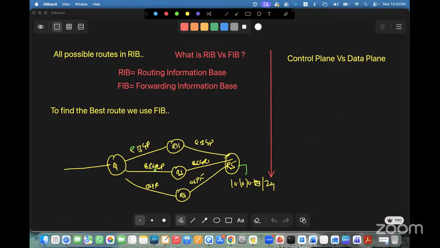eBGP. Why is it eBGP? Because the AD value is 20. And for EIGRP it's 90 internal and 170 external. Okay, that's very good. The correct answer is eBGP. Now let me fine tune this question a little bit.